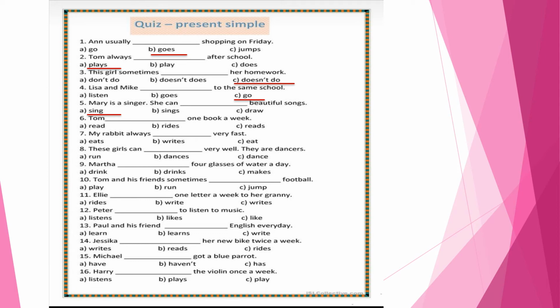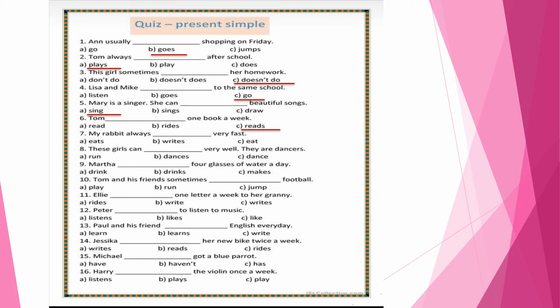Number 6, Tom writes or reads one book a week, okay? Tom here is your subject, which is a name of a boy. If you cross it, you will add the pronoun he, so he, and you have to add to your verb s or es. Your verb here is read, so it ends in d, which is a consonant. So you will have to add s only, so it will be Tom reads one book a week.